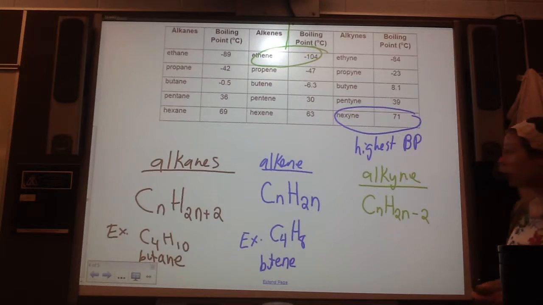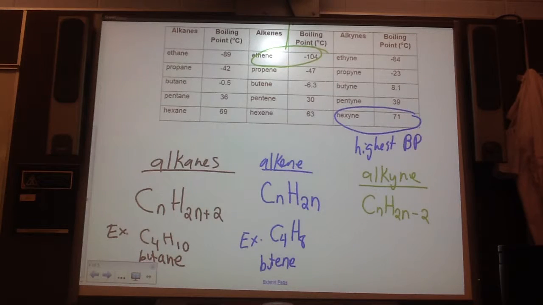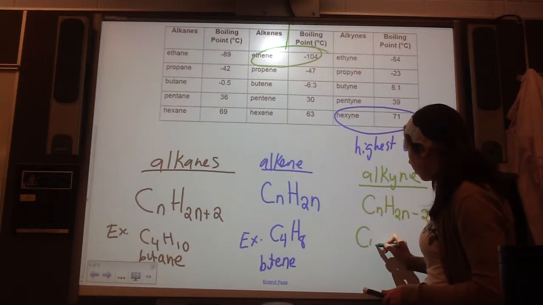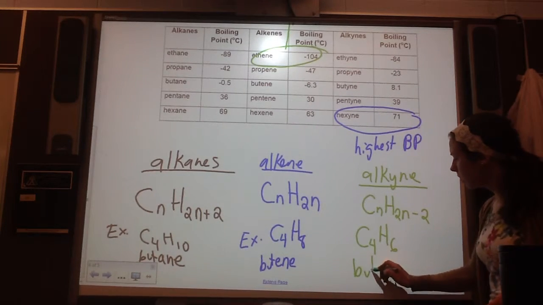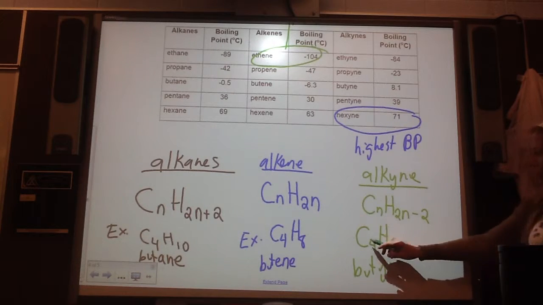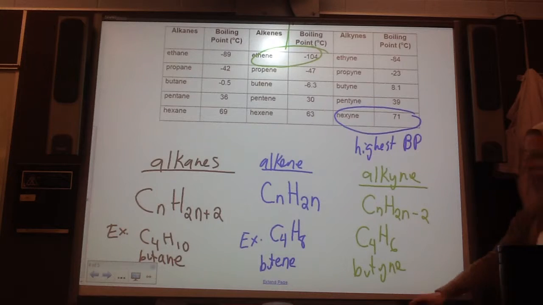See? Okay. So say, for example, we have butyne, 1, 2, 3, 4, 5, 6 hydrogens. So we'd be left with C4H6. Okay? That makes sense because it goes with our formula. We have a 4 there, we times 2 by 4, and then we minus 2. Okay? So that's the overall formula.